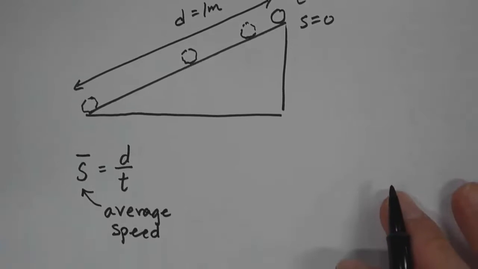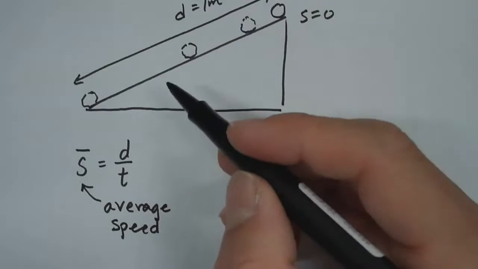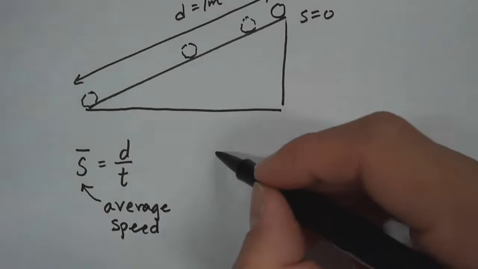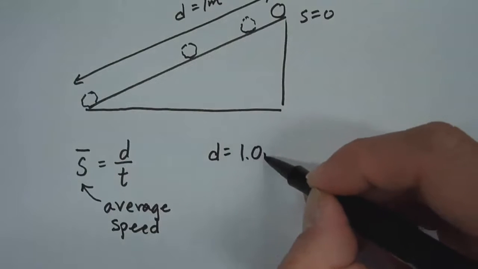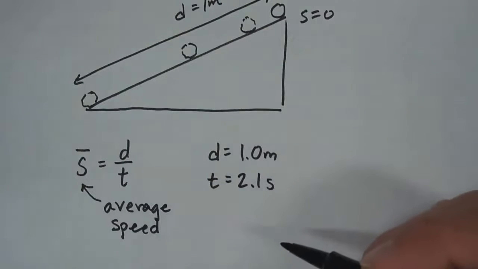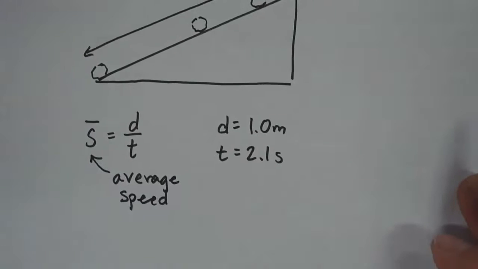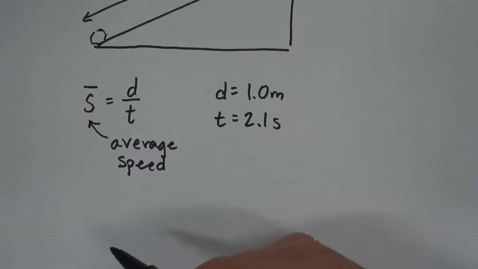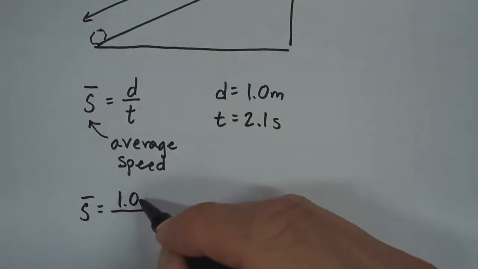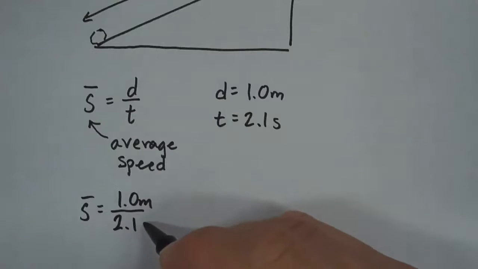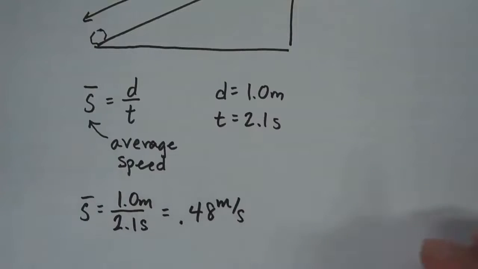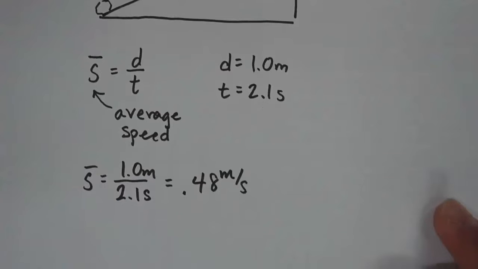And it's the average speed because the speed is changing and we're taking the total distance divided by the total time. In this case, let's say that the distance is 1 meter, and let's say that the time is 2.1 seconds. It took 2.1 seconds to go from the top of the ramp to the bottom of the ramp. Okay. To calculate the average speed, we would use this equation, and it would be 1 meter divided by 2.1 seconds, and we would get 0.48 meters per second. So that's the average speed.